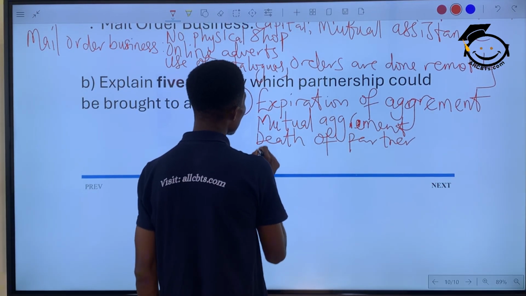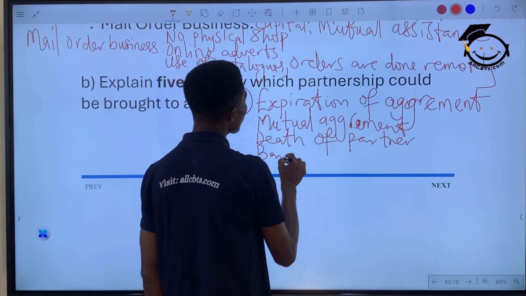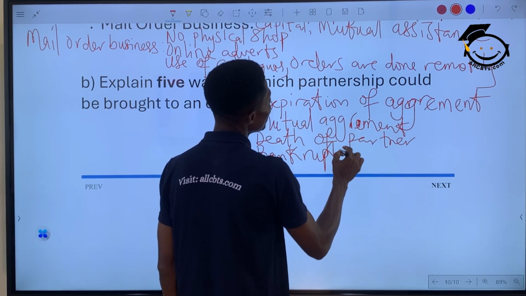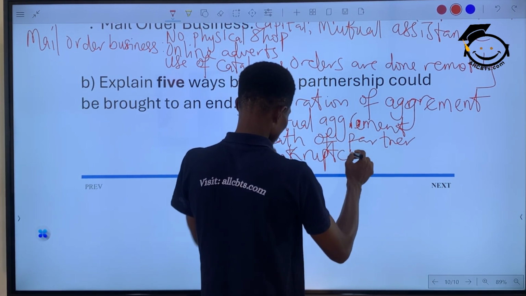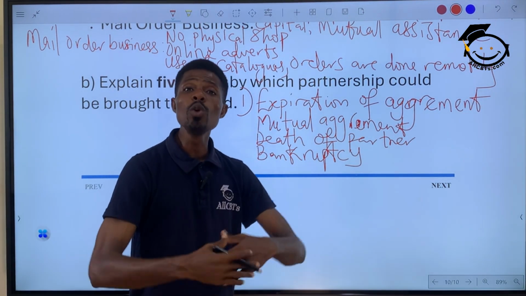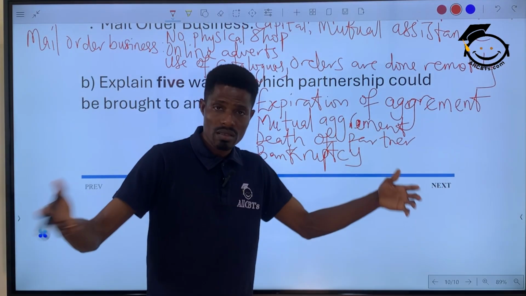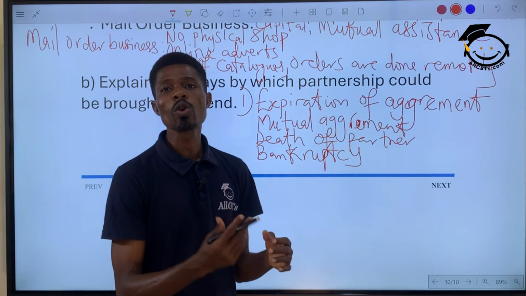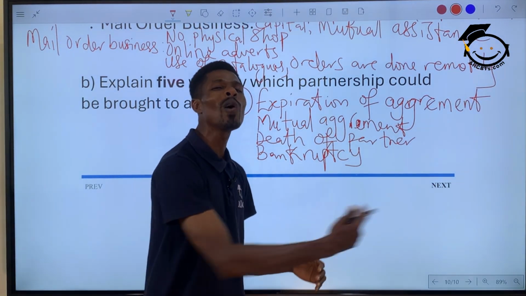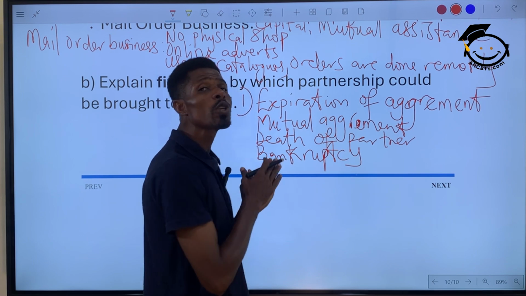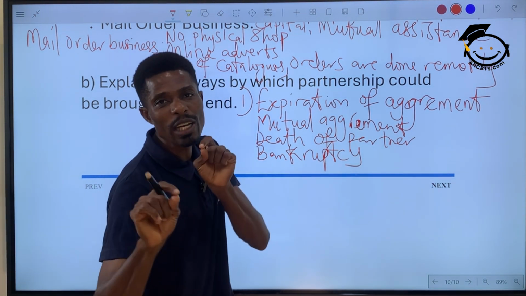Another thing we look at is what we call bankruptcy. If one of the partners goes bankrupt, that is, he loses all his money, he can decide that he is no longer interested. He is not going to continue because he doesn't have money to continue to fund the business with his partner. So if a partner goes bankrupt, that can lead to the end of a partnership business.